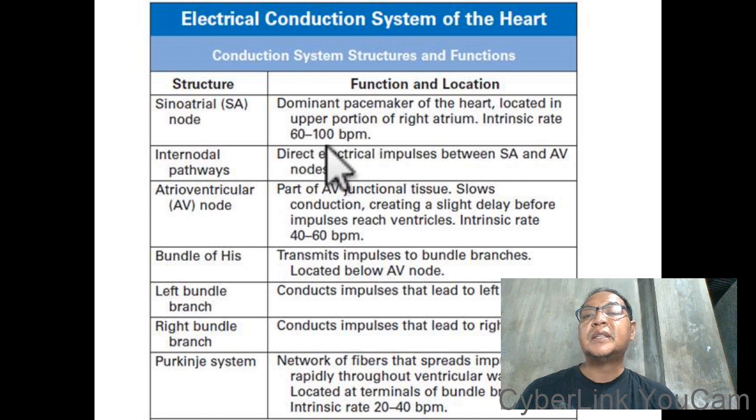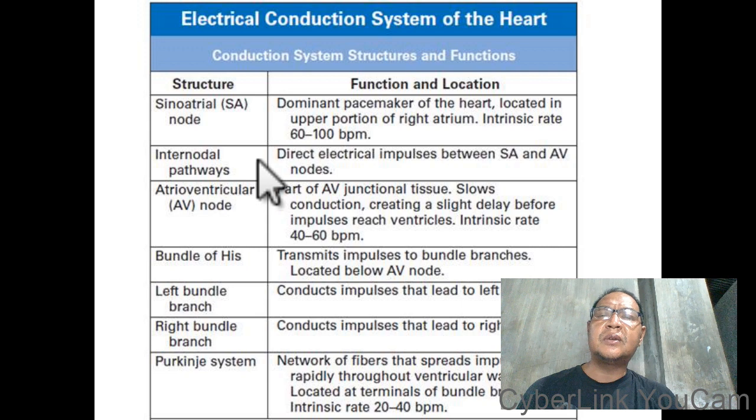If you notice, this is actually our normal heart rate. That is why the SA node is the one dictating the heart rate, and that's why it is called the dominant pacemaker of the heart. Just remember, the SA node is the dominant pacemaker of the heart with an intrinsic rate of 60 to 100 beats per minute. After that, the current will go to the internodal pathways.